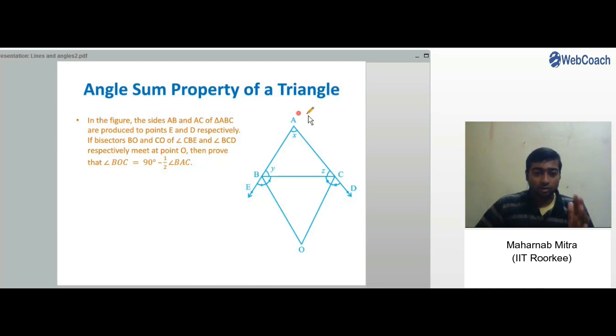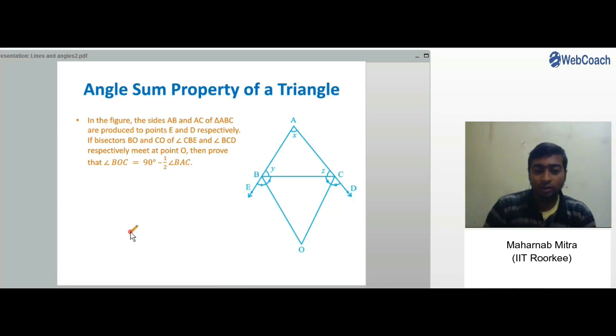And let us do one more question. Right, let us do one more question to see this. In this figure, the sides AB and AC of triangle ABC are produced to points E and D respectively. You can see they are extended to E and D. If the bisectors BO and CO of angle CBE and BCD respectively meet at point O, then prove that angle BOC equals 90 degree minus half of angle BAC.